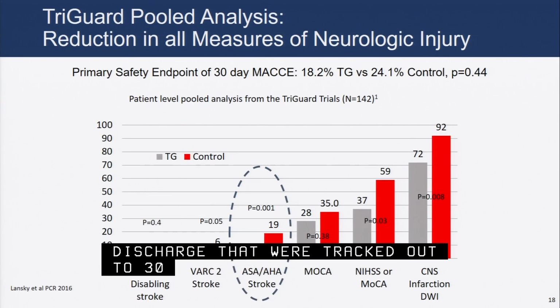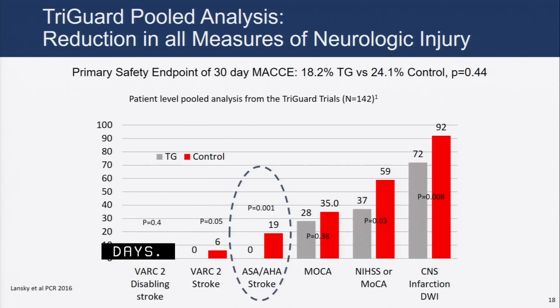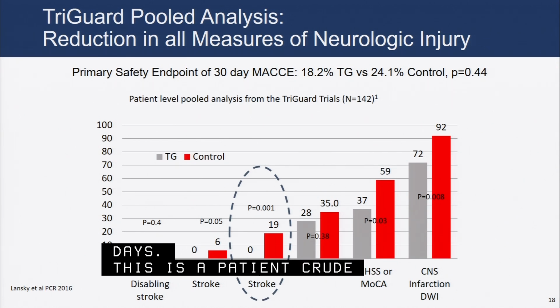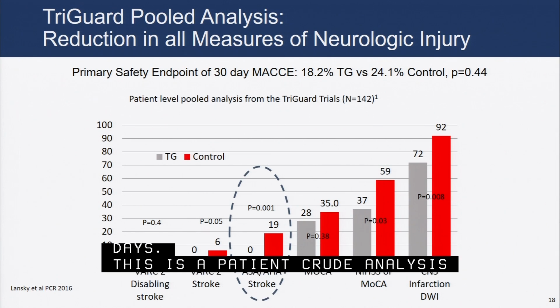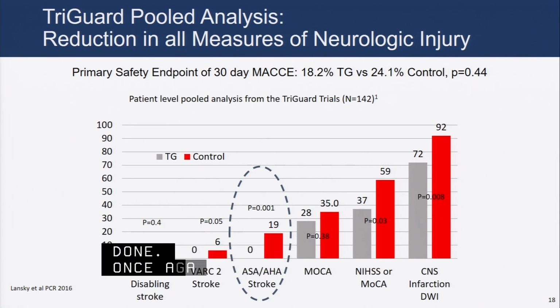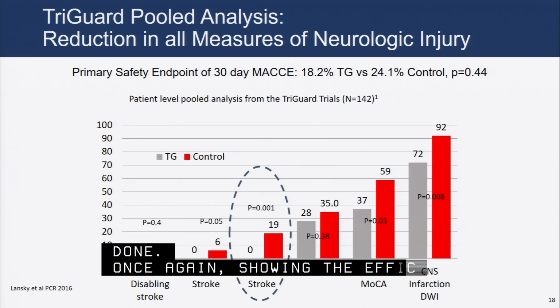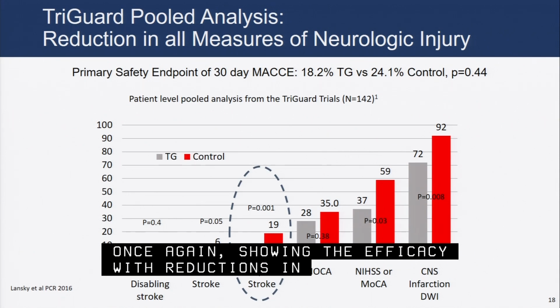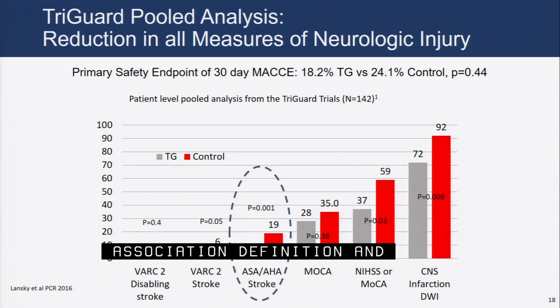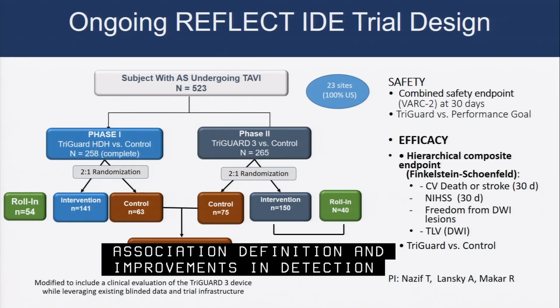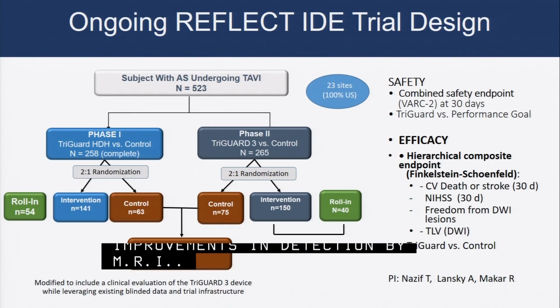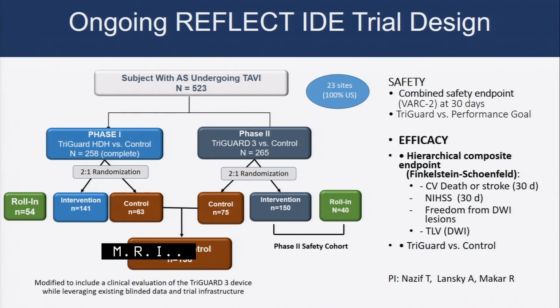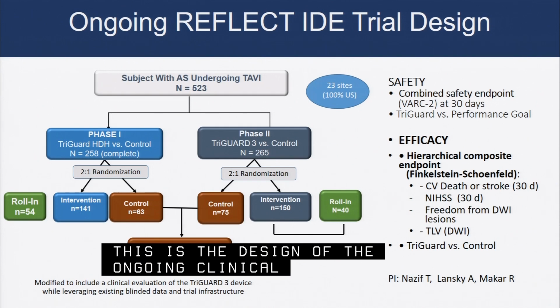This is a patient-level pooled analysis of all the study patients that we have done, once again showing the efficacy with reductions in stroke based on the American Stroke Association definitions, and improvements in CNS infarction detected by diffusion-weighted MRI. This is the design of the ongoing REFLECT IDE clinical trial, and FDA approval is pending. We're going to be looking at safety and effectiveness.